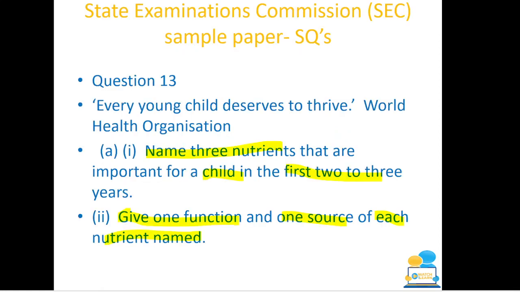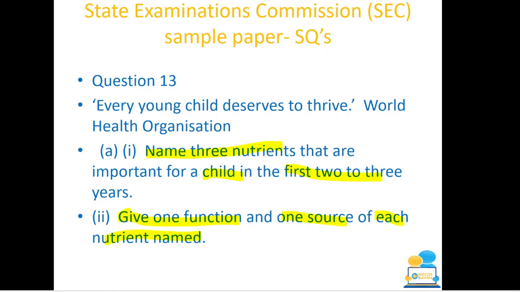So this next one here is from the State Examinations Commission. This is from one of their sample papers. So again, these will be sample answers based on my own views. Okay, so this is from part of a short question. So question 13. Every young child deserves to thrive. And that's from the WHO, the World Health Organization. Part A, part 1, name 3 nutrients that are important for a child in the first 2 to 3 years. Part 2, give 1 function and 1 source of each nutrient named.